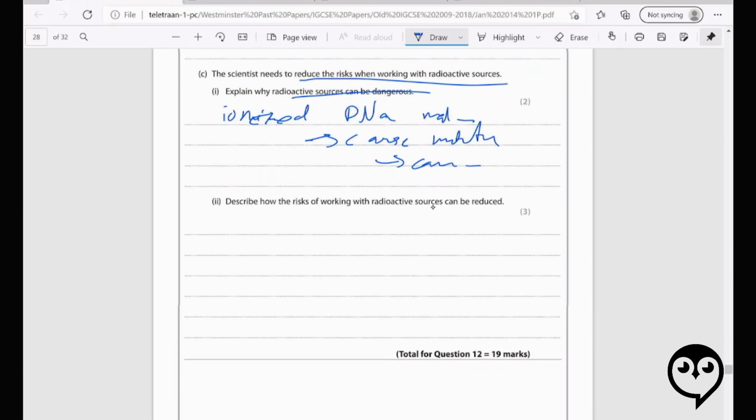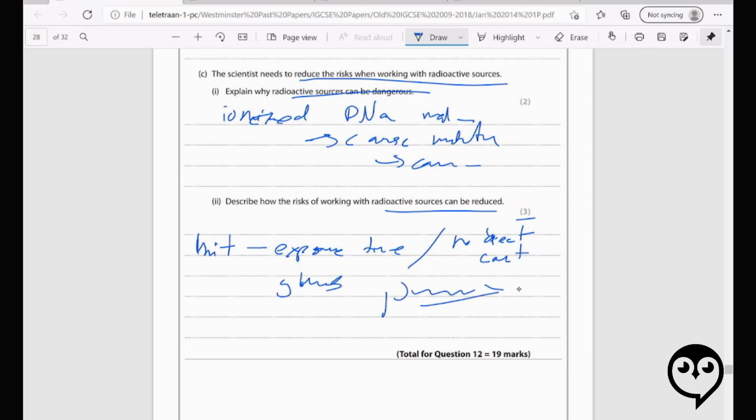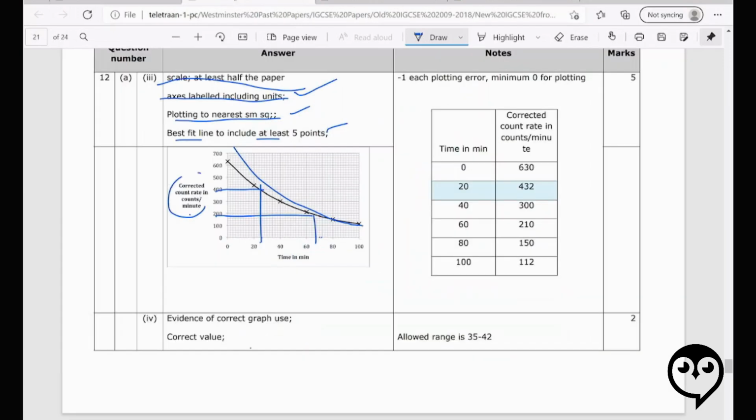Describe how the risks of working with sources can be reduced. Okay, 3 marks. Again, very, very similar. Limit exposure time. No direct contact, so you're going to use gloves. We talked about protective clothing, lead-lined, that kind of stuff. To get this done quickly, I'm not going to write it all out. What else? Oh, protective badges, which show when you've been exposed for enough time. That sort of thing. Let's look at the marks.